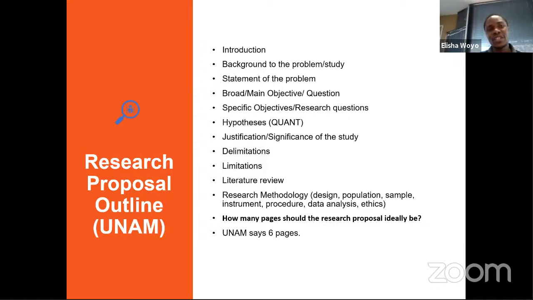How many pages should the research proposal ideally be? Anyone who knows, what is the length of proposals at Midland State University? How long are they?